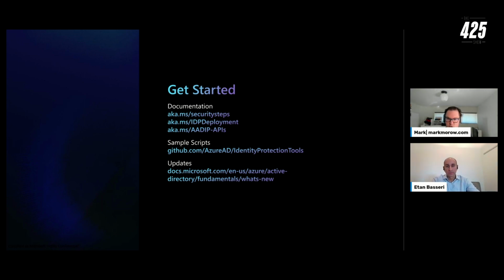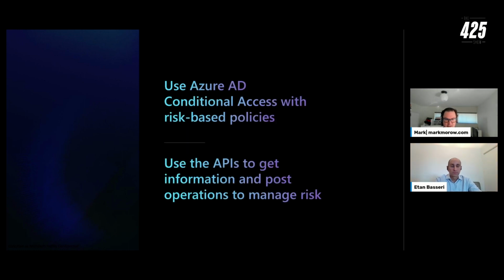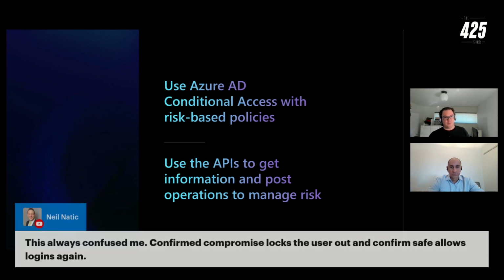We got a question though, real quick, while you're closing this out, from Neil. It's about the confirm safe, confirm compromise type of stuff. Neil's been with us for a while here, and he's got a really good case study on some of the stuff they've done. But let's pull this question out. He's kind of confused: confirm compromise locks the user out, but confirm safe allows them to sign in. Can you maybe elaborate on that a little bit more?